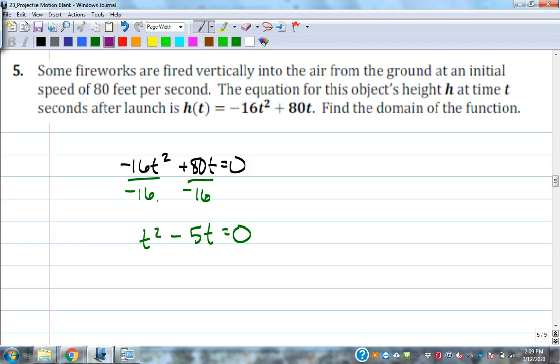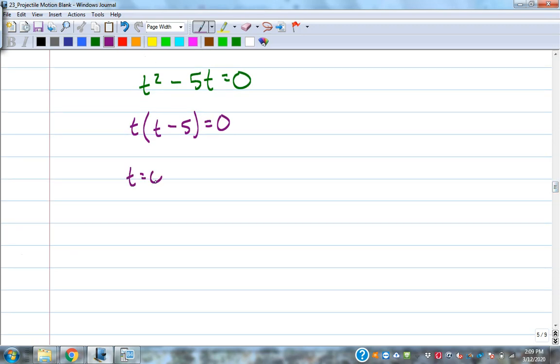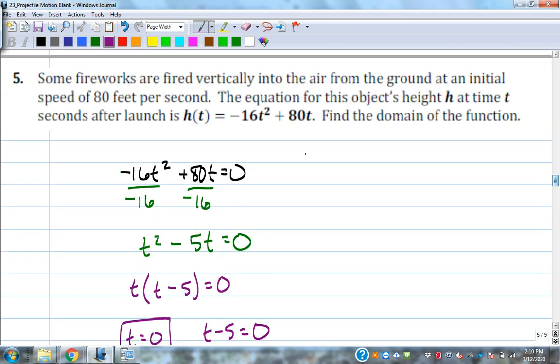What would be the best way of solving this? It's a lot easier now. I think the best way is factoring by GCF. You could do the quadratic formula and get the same answer, but I'm factoring by GCF because that's much quicker. Then we set each of those factors equal to 0. That's when it took off. That's when the stick landed on the ground. So our domain is from 0 to 5.